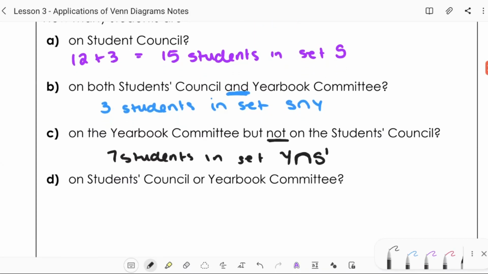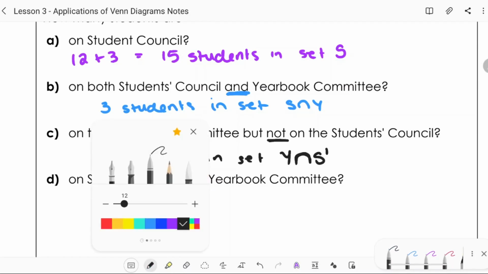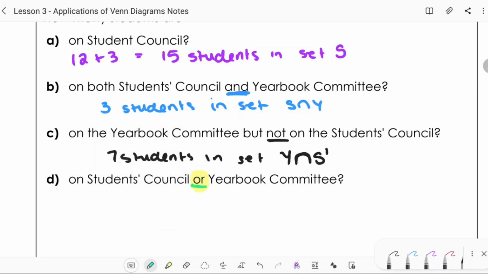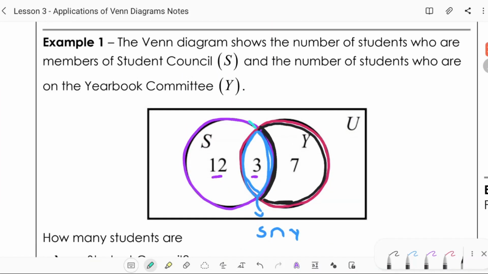And then lastly, on students' council or yearbook committee. So again, that or word is what I'm thinking of here. This tells me I'm looking for the union. Let me get another color here to differentiate things. Let's go with this light green. I'm talking about S union Y. So anything part of set S or anything part of set Y or anything in between. So it's all three of these sections here.